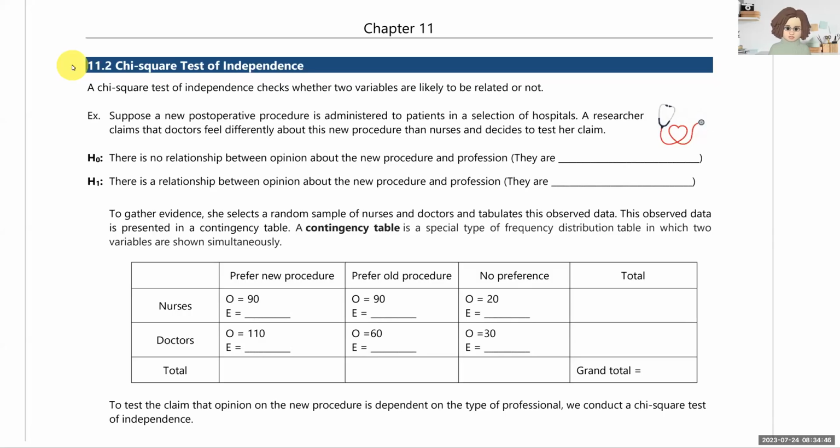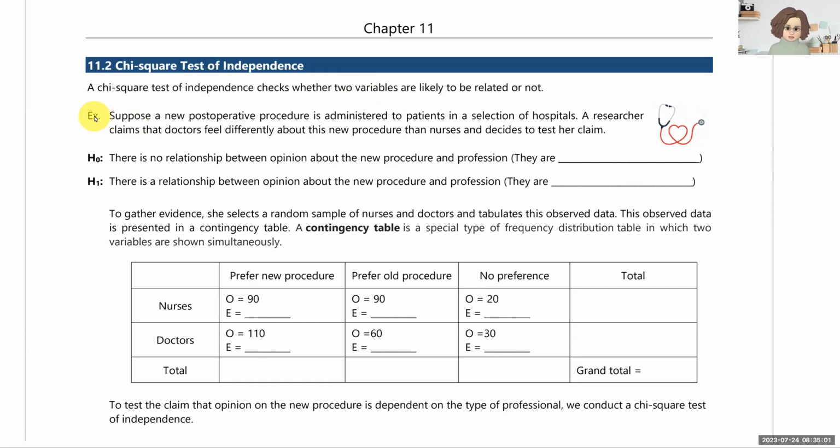Welcome. In this section, we'll be taking a look at what is called the chi-square test of independence, which is a hypothesis test that checks whether two variables are likely to be related or not. So let's take a look at an example.